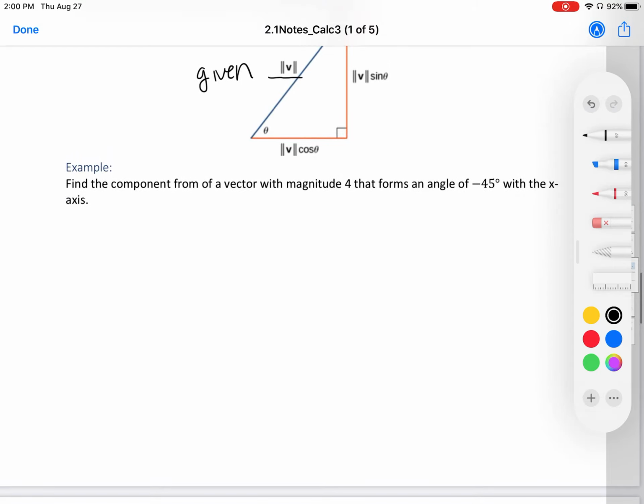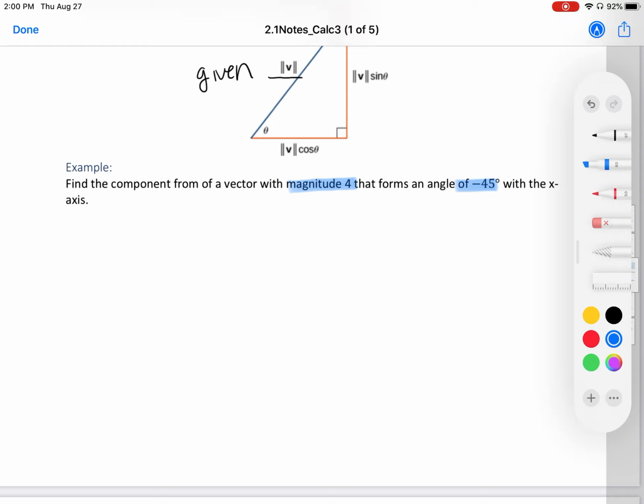So here we have an example. Find the component form of a vector with a magnitude of 4 that forms the angle -45 degrees with the x-axis. Something I forgot to mention in the beginning is whenever you're working with your Calc 3 homework, always have a unit circle handy. If you don't have one left over from your trig class or your pre-calc class, just Google one. You can find one pretty easily.